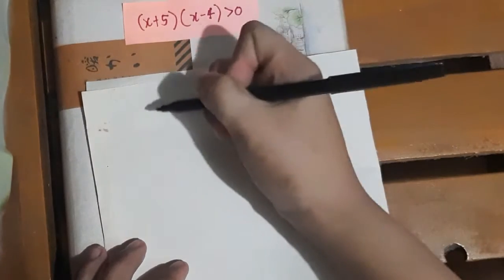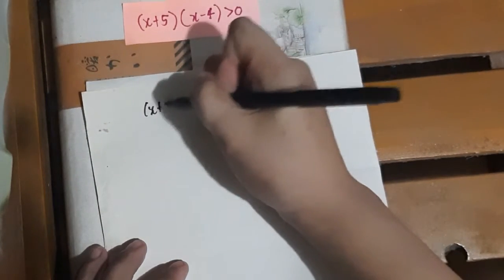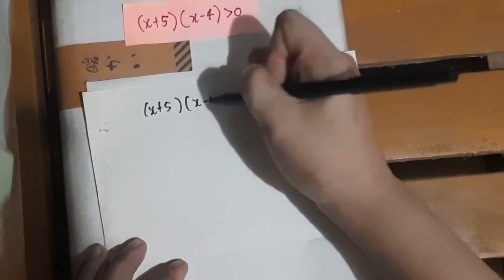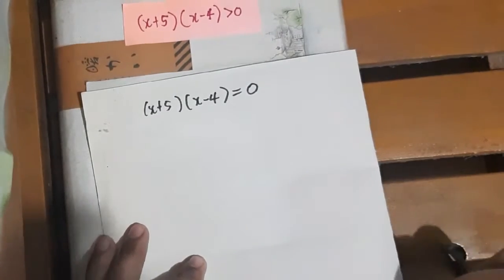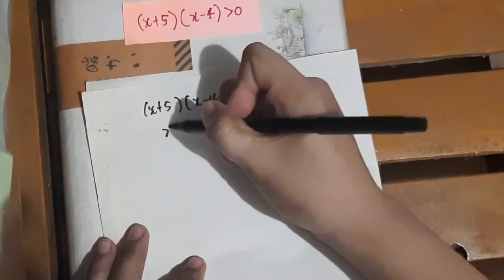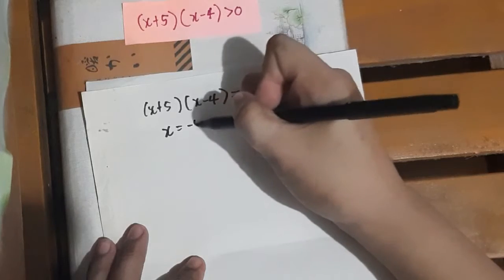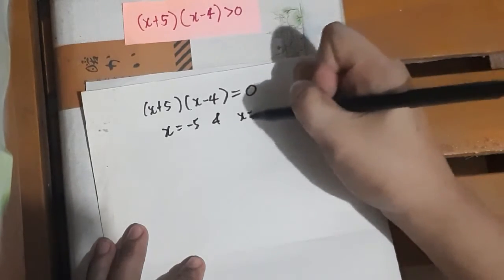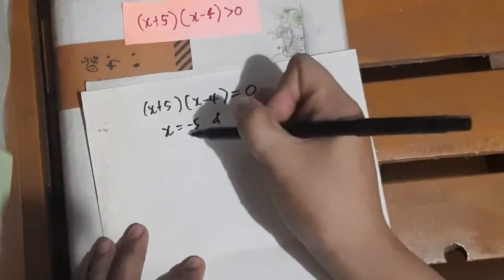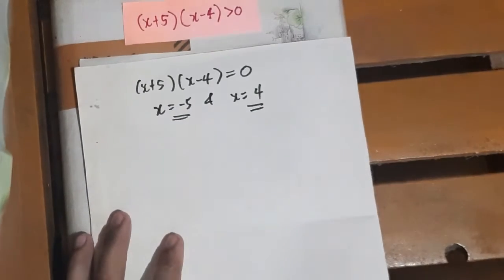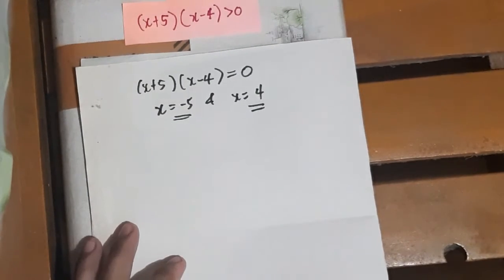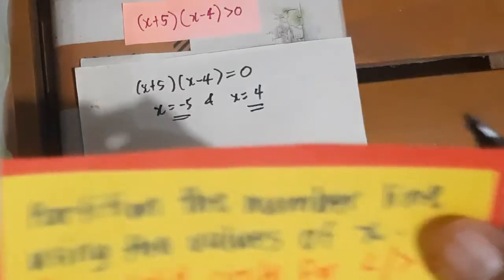Let's try to get the value of x. So we have x plus 5 times x minus 4 equal to 0. Using the zero product property, we have x equals negative 5 and x equals positive 4. These are the values of your x. So that will be the boundaries. For the next step.